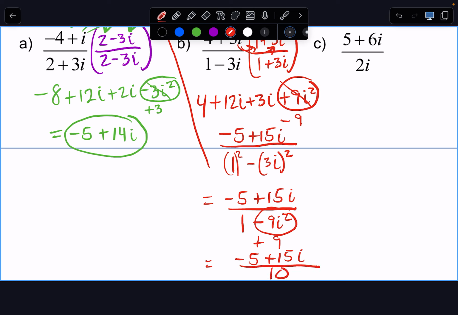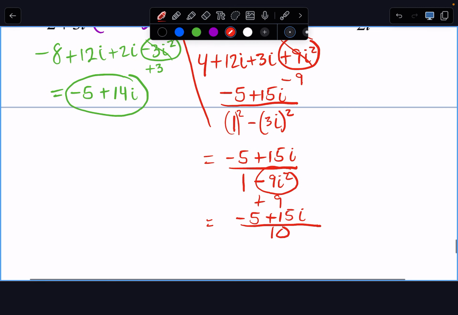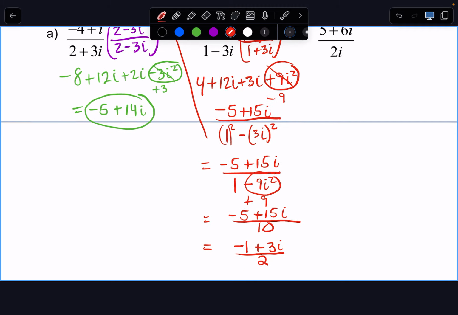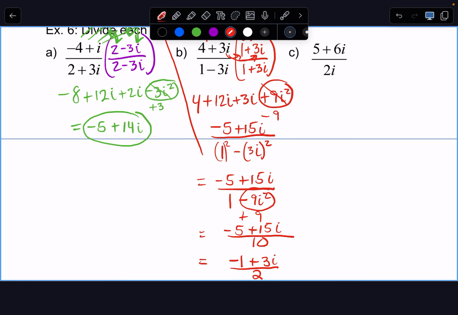And can I simplify that further? What can I take out? A 5. So I have negative 1 plus 3i over 2. Again, I know I'm going very fast.